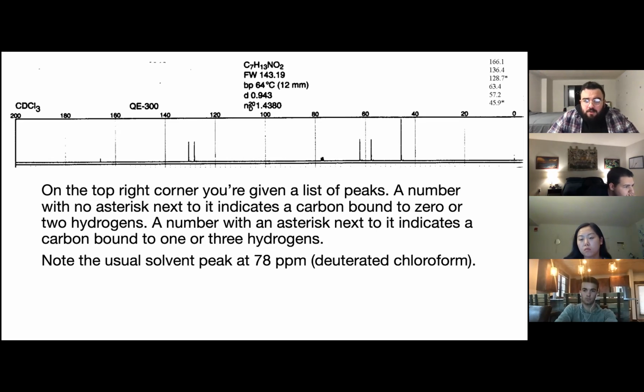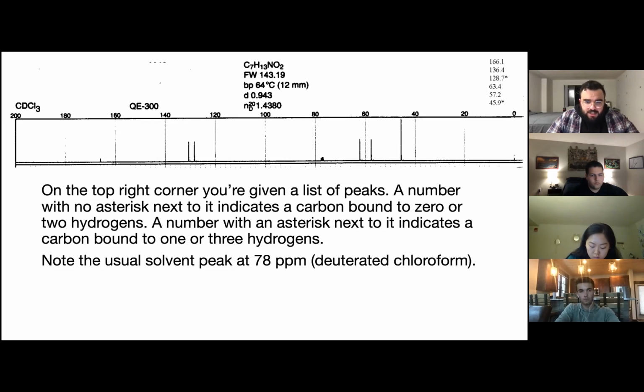So you see on the top right corner, you're going to be given a list of peaks, and they're all listed from downfield to upfield. If the number has no asterisk, like for example 166.1, then you're going to have an even number of hydrogens on that carbon. And by even, that technically also means 0. So 0 or 2 protons on that peak. If you have an asterisk, that means that you have an odd number, so either 1 or 3.